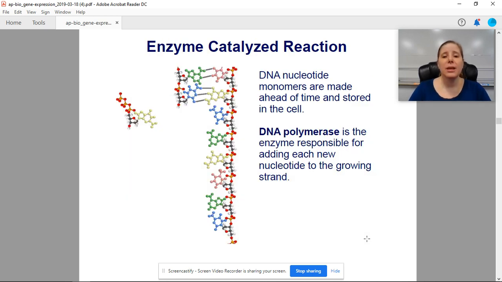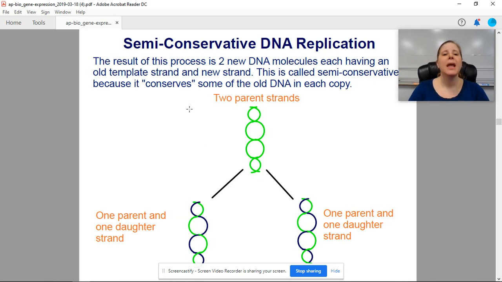DNA nucleotide monomers are made ahead of time and stored in the cell. They're just floating around, ready to be used when needed. DNA polymerase is the enzyme responsible for picking these up and putting them where they match. So blue pairs with white. In this case, this one will be ready, and DNA polymerase will come in and move that into place. So it is semi-conservative, because again, it'll be unzipped and one old strand will be in one place and one old strand in another place. And then we'll have the daughter strands in both places.